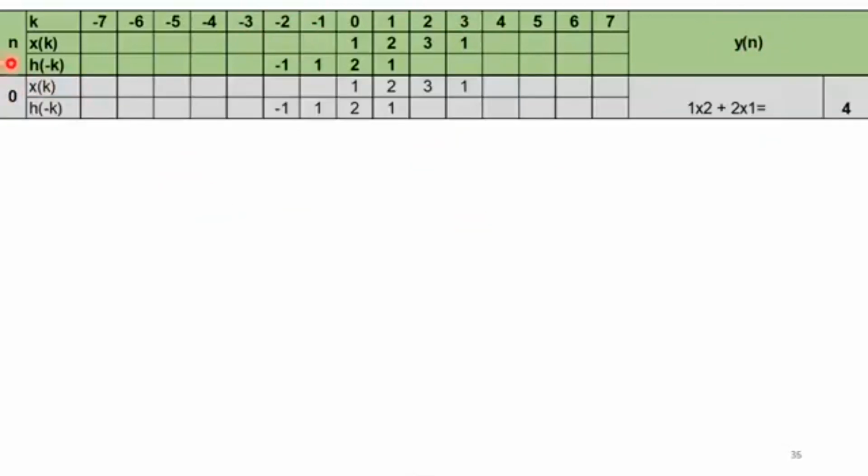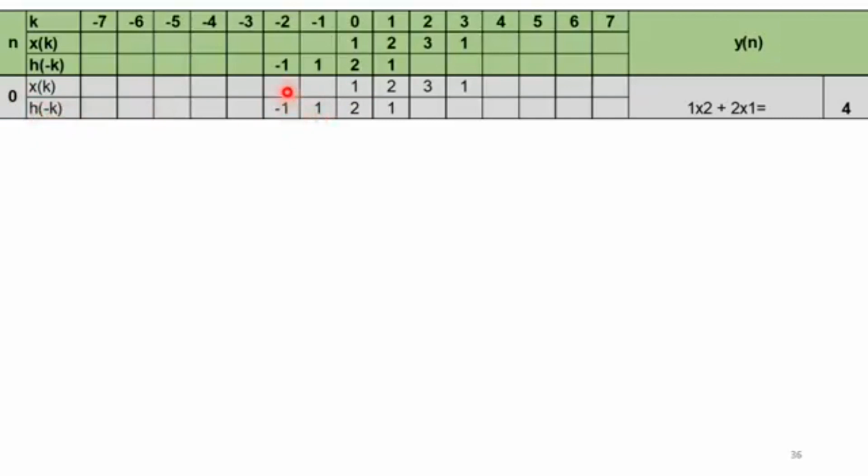Now if we select the shift as 0, although we have h of minus k and there is some overlap between xk and h of minus k, we do not apply any shift, rather we just multiply for n equals to 0. Okay, so n equals to 0 means there is no shift in h of minus k.